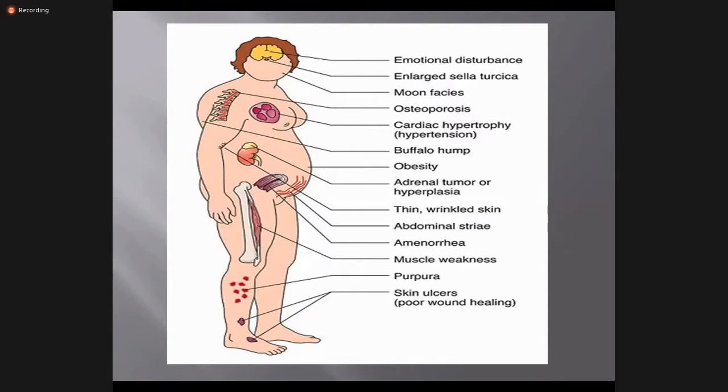striae, amenorrhea, muscle weakness. As I said earlier, proximal muscle weakness is very much pronounced in Cushing syndrome, and skin ulcers and wounds are difficult to heal and take time. So these are the features of Cushing syndrome.